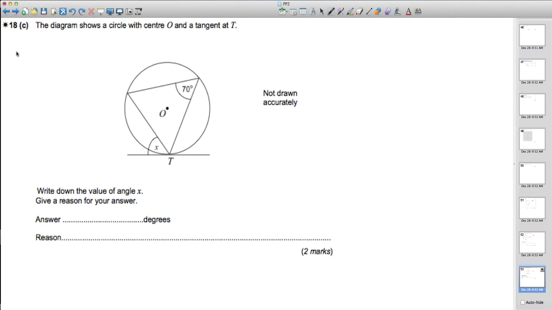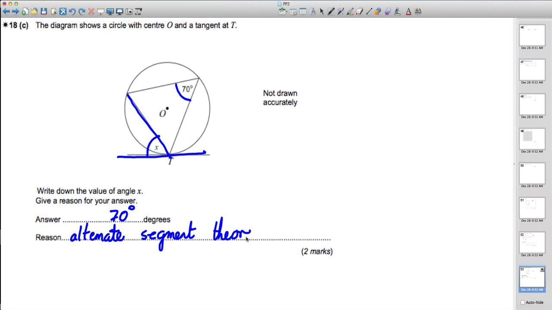And 18 part C, the diagram shows a circle with centre O and tangent at T. Write down the value of angle x. Well, you should know when a tangent meets a chord, the alternate segment theorem is in play. This angle would be the opposite angle in the shape form. So x must be 70 degrees, and the reason you just state alternate segment theorem. And it's as simple as that.